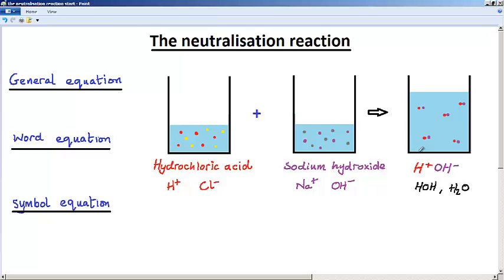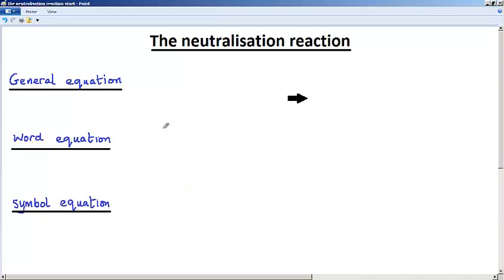So we will have a solution of water containing chloride ions and sodium ions. In other words, we'll have a neutral solution of salt. Now we can write the general word and symbol equations for this reaction. Whenever we want to write down a reaction in chemistry, it's always very important to know the general equation first. You have to understand the chemistry and know what's happening in the reaction.